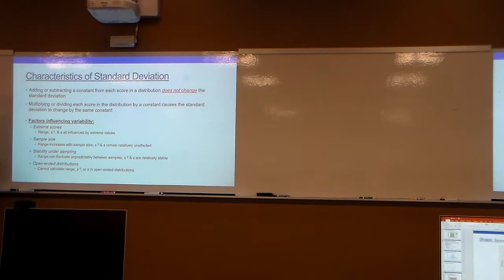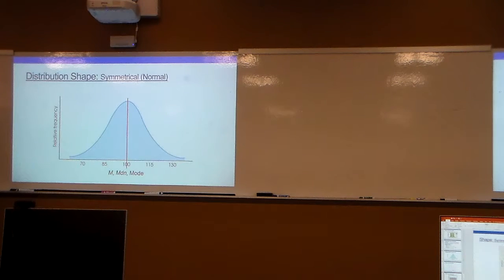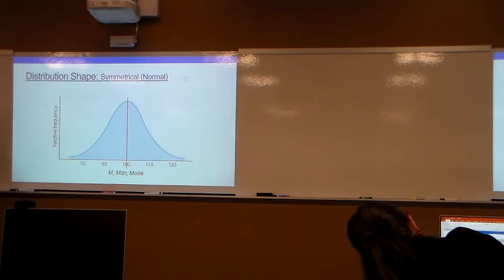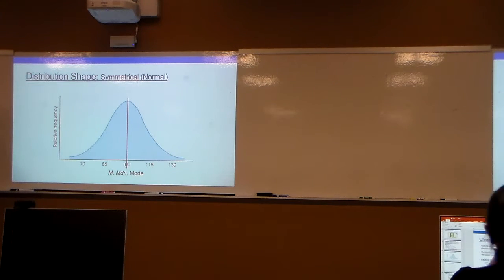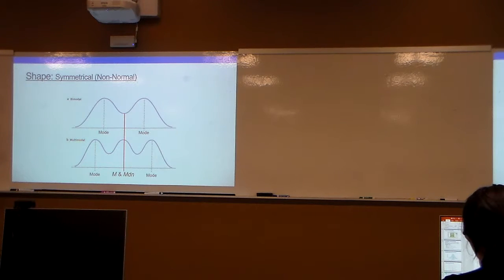Questions on any of this? Cool. All right. So we've got our distribution shapes, our normal distribution here. Normal distribution, mean, median, mode, all the same. Sort of a nice symmetrical normal distribution here. Everybody's familiar with the normal distribution, we all like it. But we can also have symmetrical distributions that are not normal, right?